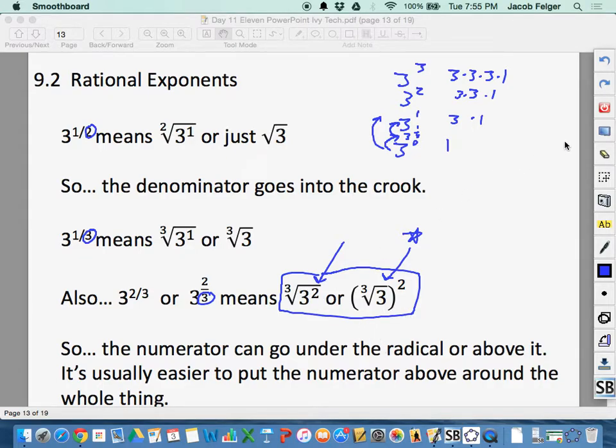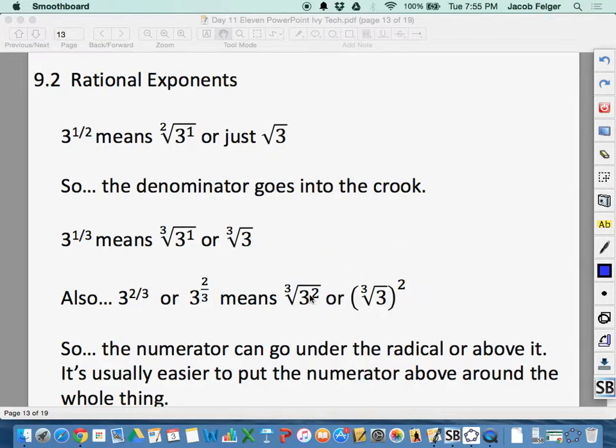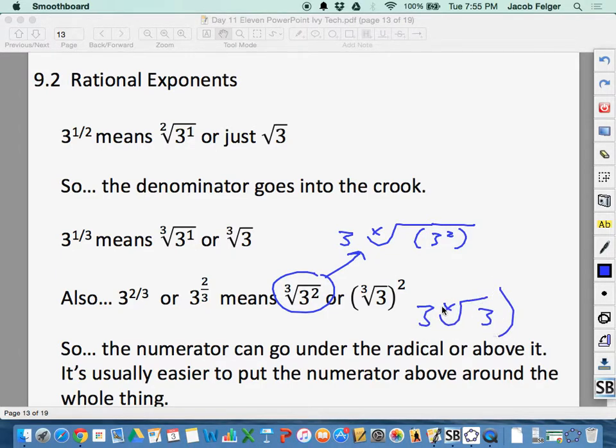So it doesn't matter if, when you go to type this into your calculator, you type in 3 and then that symbol, and then parentheses 3 squared. You can do it like that. That would be like this one. Or you can type in 3 and then the symbol, and then you can do 3, and then put that whole thing in parentheses, and then square it. They'll both come out to the same thing.